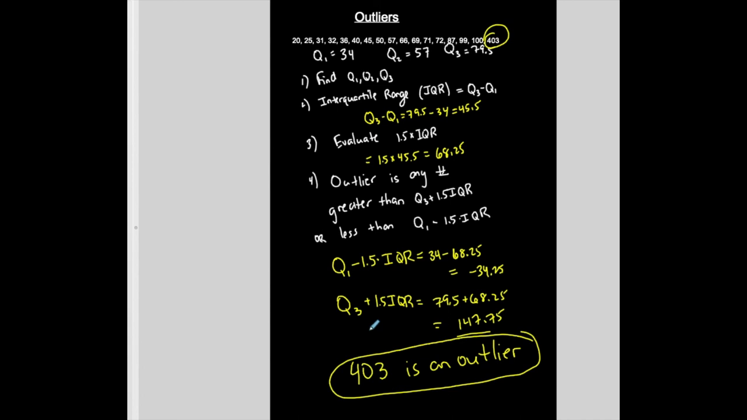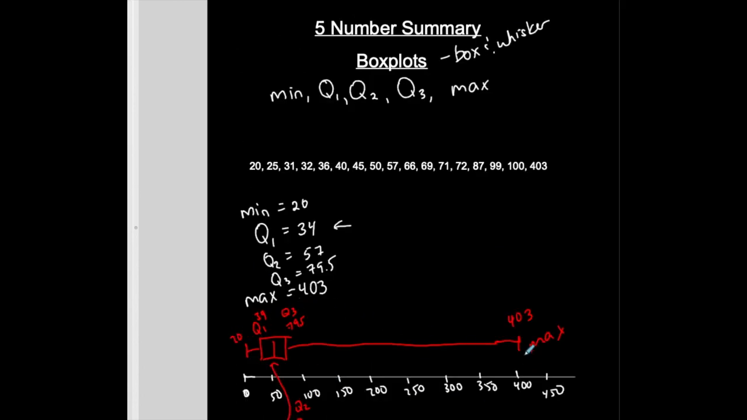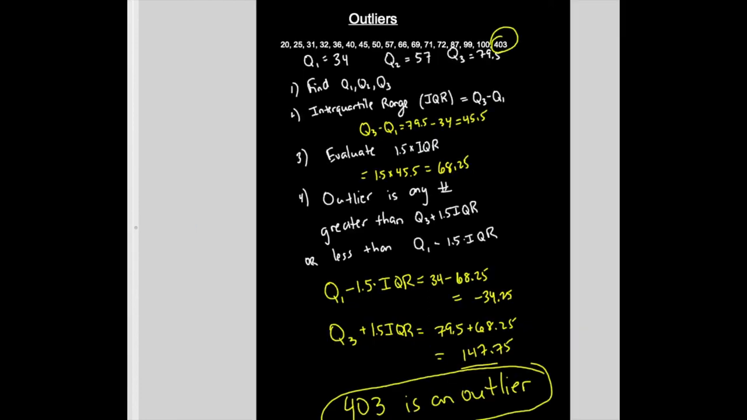Okay, so to find the outlier, not every set of data has an outlier. Some of them have more than one. Some of them have low outliers and high outliers. But this kind of goes along with what we saw on the box plot too. It's really skewed to the right. That 403 is pulling it really far to the right. So I would assume that it might be an outlier. And then based on my calculations, it was an outlier.